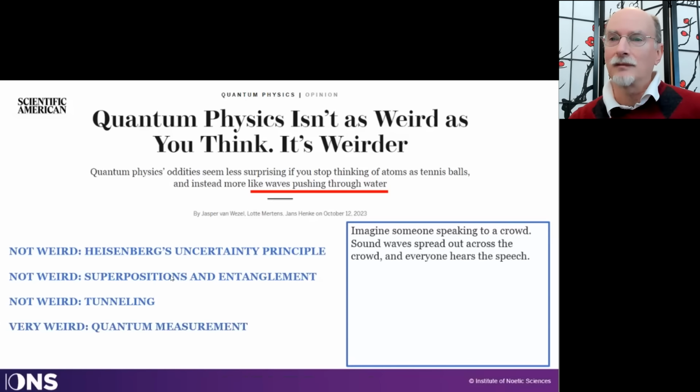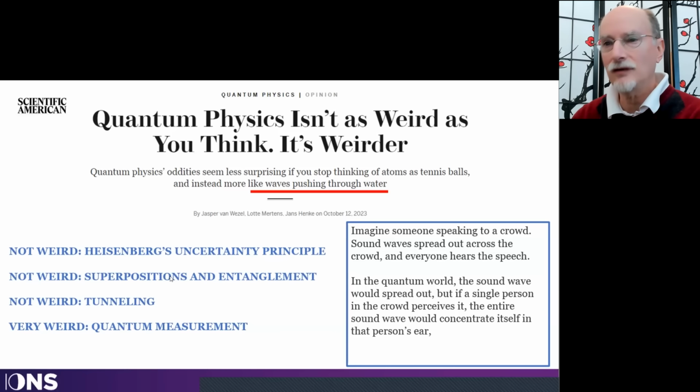Why? Because imagine someone speaking to a crowd, sound waves spread out across the crowd, and everyone hears the speech. In the quantum world, the sound wave would spread out, but if a single person in the crowd perceives it, the entire sound wave would concentrate itself in that person's ear, and no one else would hear it. So this is where the wave metaphor breaks down really significantly.